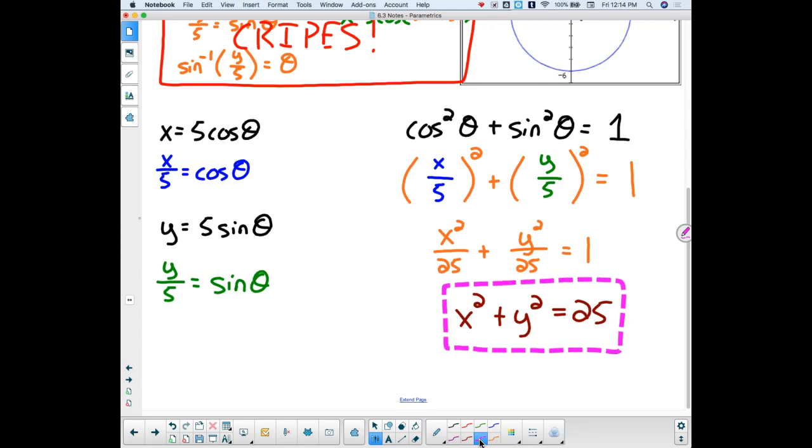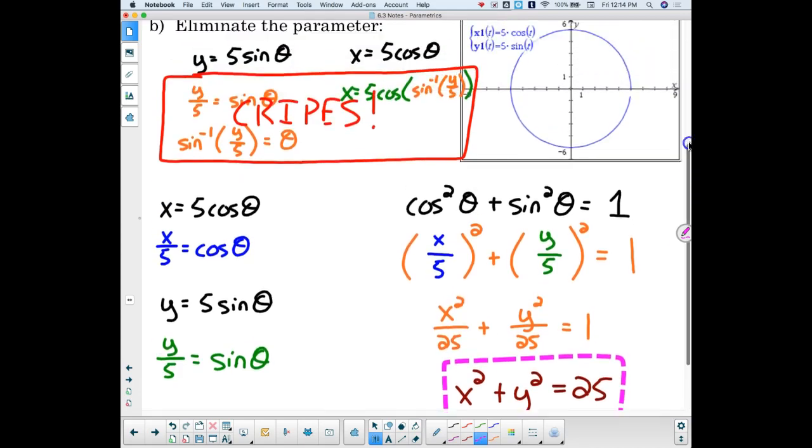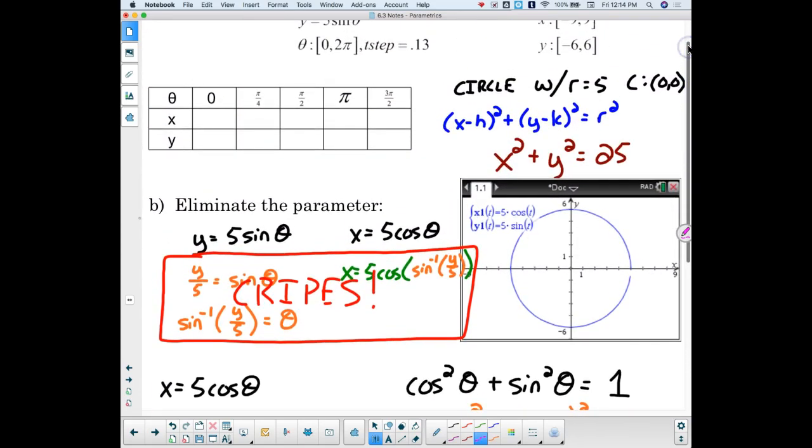And that, from our first semester conic section, is a circle centered at the origin with a radius of 5, which is exactly how we described it up here and how we wrote it out as what we were supposed to get. Okay? Great place to end on the day.